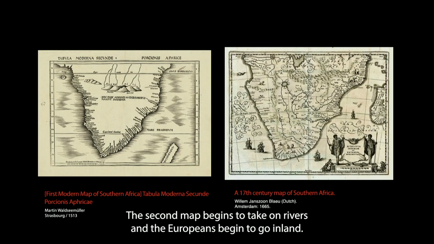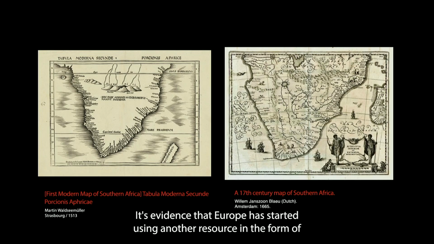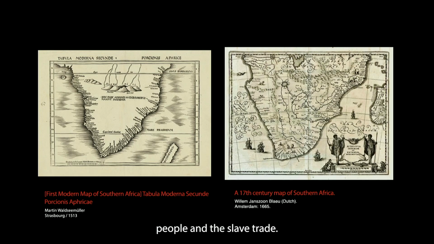The second map begins to take on rivers, and the Europeans begin to go inland. It's evidence that Europe has started using another resource in the form of people and the slave trade. It's not only the beginning of European exploitation, but the legacy of segregation built on the false premise of preserving different cultures.